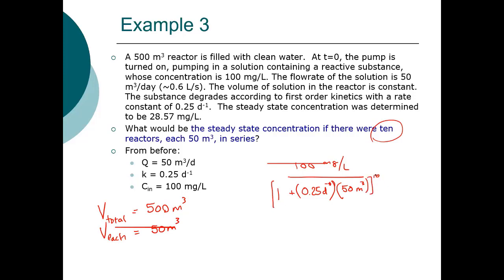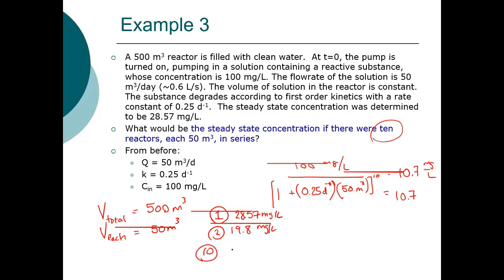Take this to the 10th. So the concentration, I'll just write that, 10.7, so it's 10.7 milligrams per liter. So we had, with 1 reactor, 28.57. With 2 reactors, it was 19.8 milligrams per liter. And with 10 reactors, it's 10.7 milligrams per liter.